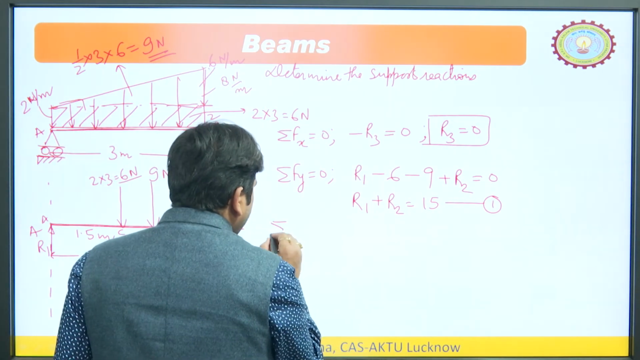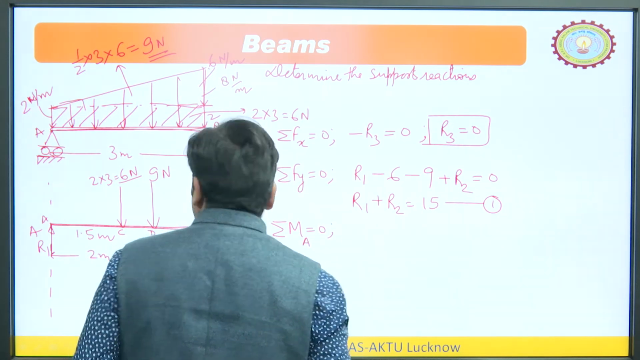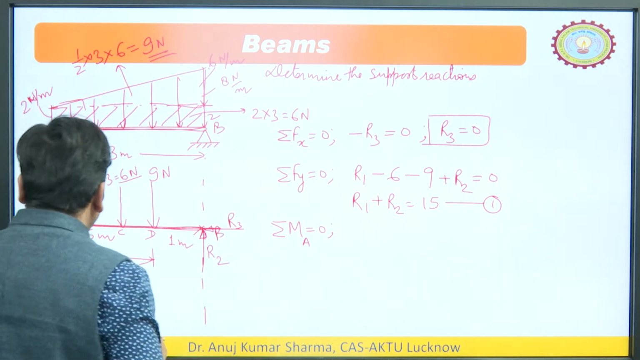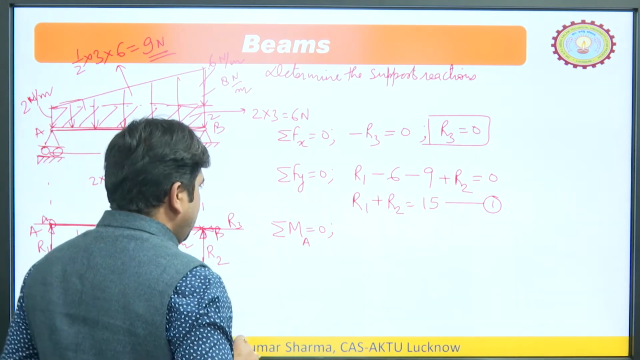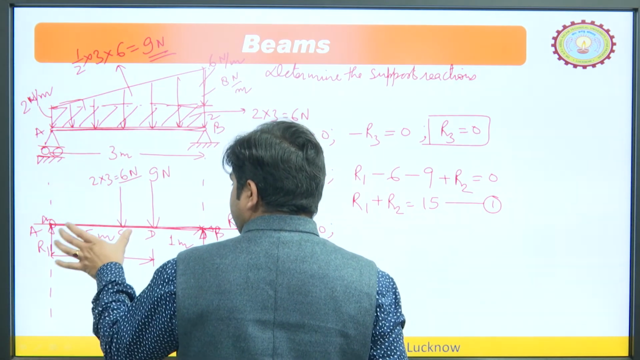Now, the third equation, sigma M equals 0. So, we take moments about point A. You can see this force is also acting, passing through this point, so we can take moments about A. Now, the moment of R1 is 0. Another moment is 6 into 1.5.